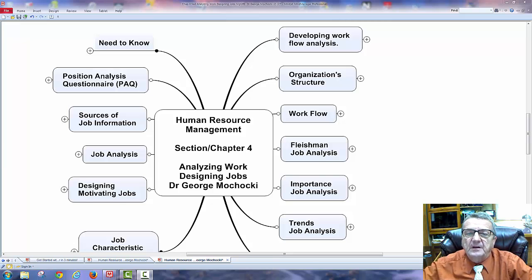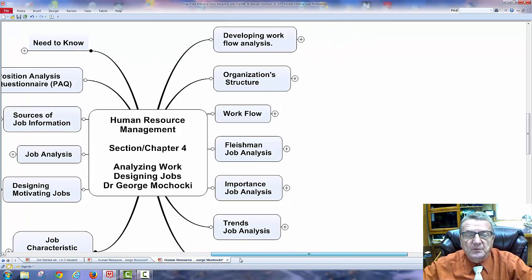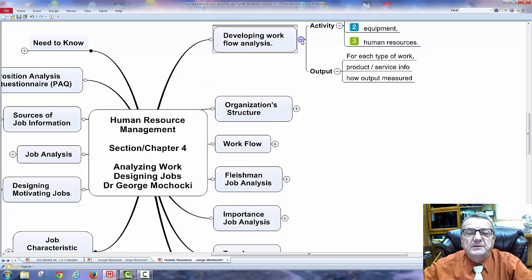Okay, so let's go on to developing workflow analysis. And again, we'll be using our concept maps, and this is Section 4, Chapter 4. Whether you're taking it online, face-to-face, or in a lecture class as a supplement, or if you're taking it in a different format. Okay, so what do we talk about when designing workflow?